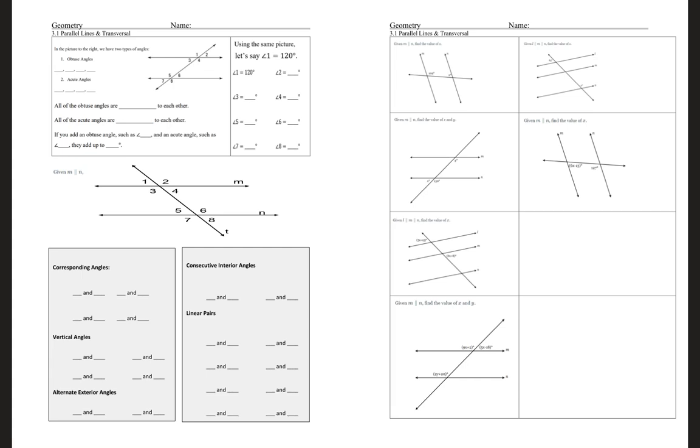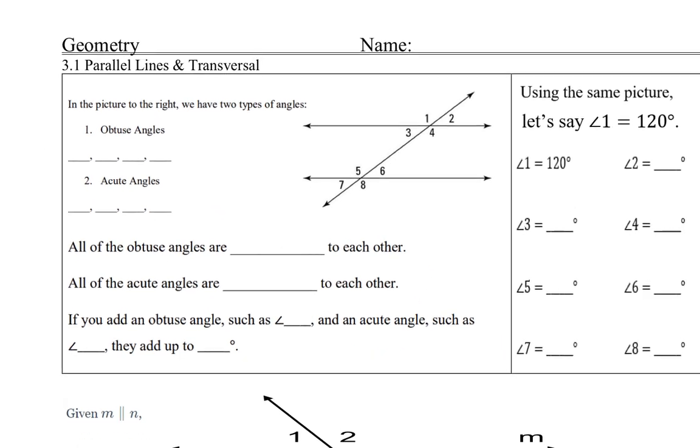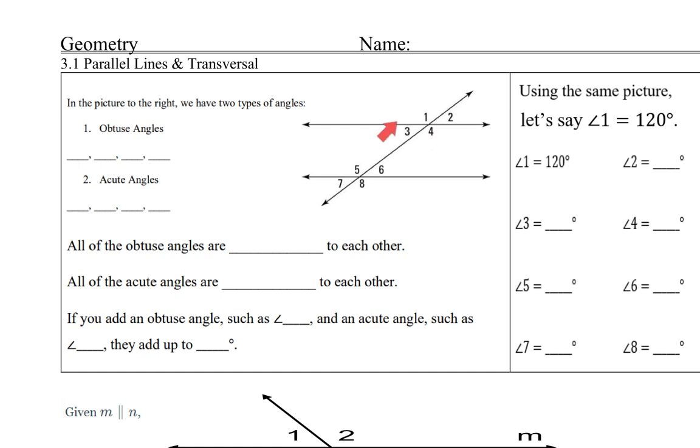Okay, welcome back. Now we are moving on to chapter three. So we're going to talk about parallel lines and a transversal. Let's take a look at this picture right over here. In this picture to the right, we have two types of angles: obtuse angles and acute angles. Those are the only types of angles that you should see here.